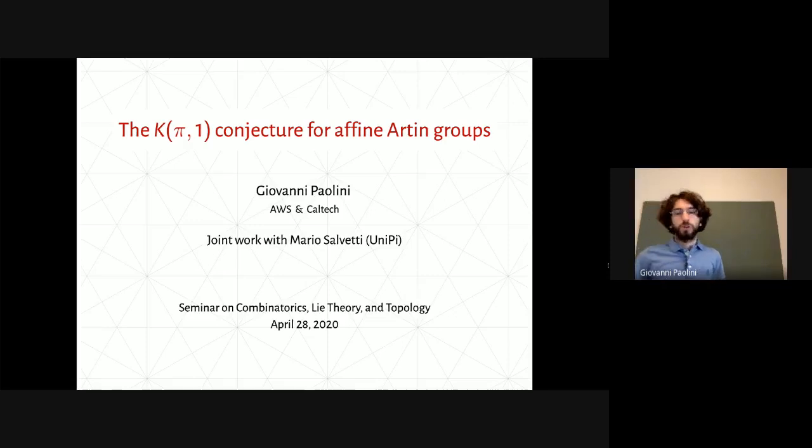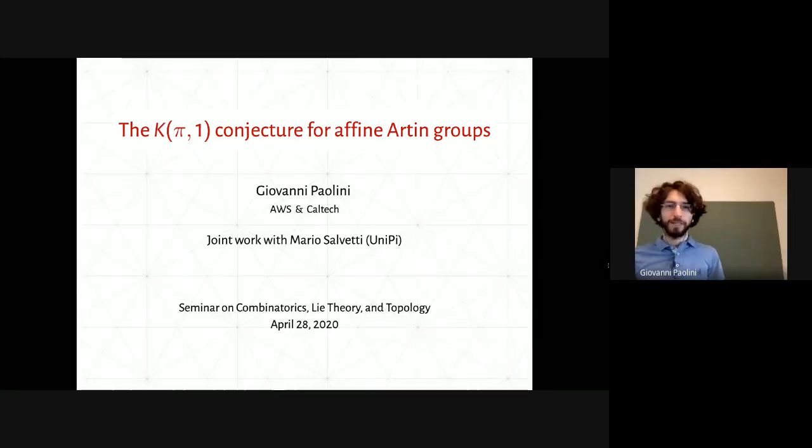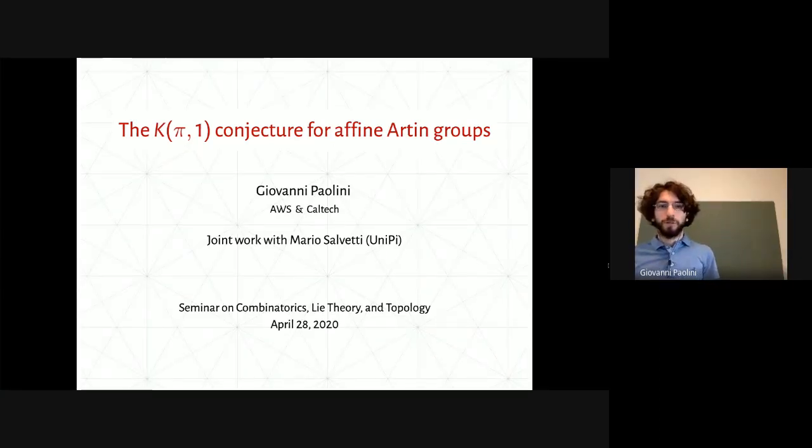This is a joint work with Mario Salvetti, who is there in Pisa with some of you. In the first part of this talk, I will introduce reflection groups, Coxeter and Artin groups, and I will tell you what the K-pi1 conjecture is about. Then in the second part, I will give an overview of the techniques and of our work with Mario. So let's get started.